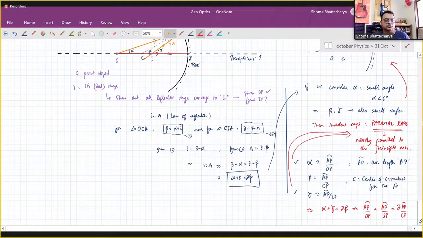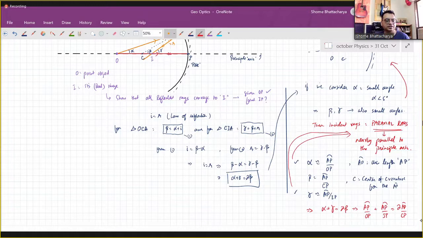Okay. And what this shows you is that as long as alpha is a small angle, that means we are considering paraxial rays, then this relationship is independent of the value of alpha. So whether alpha is 2.5 degrees or 1 degree or 0.5 degrees or whatever, all paraxial rays after reflection are going to converge to the same point I. Okay. And because paraxial rays in any case form the majority of the incident rays over here, that means we are going to get an actual image. I mean, this is the theoretical proof that we'll get an actual image at the point I.